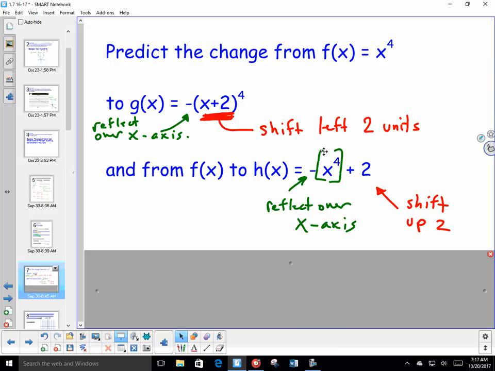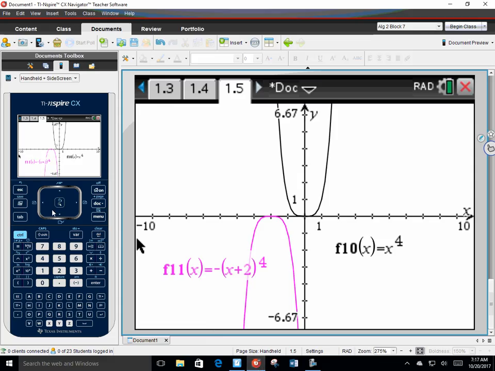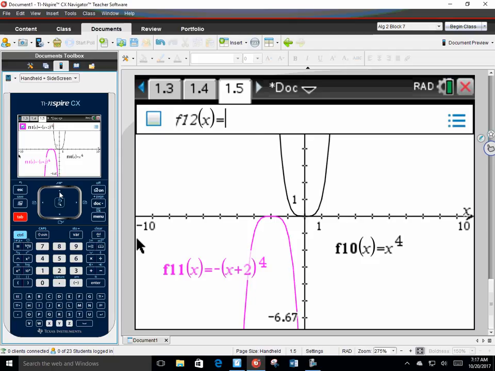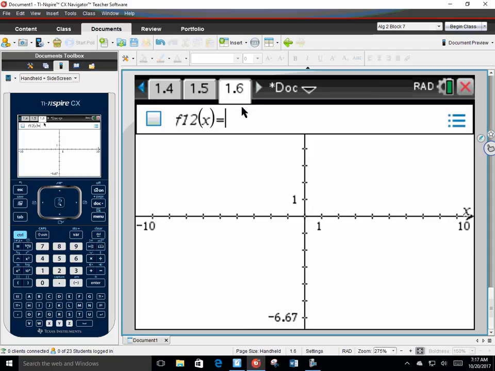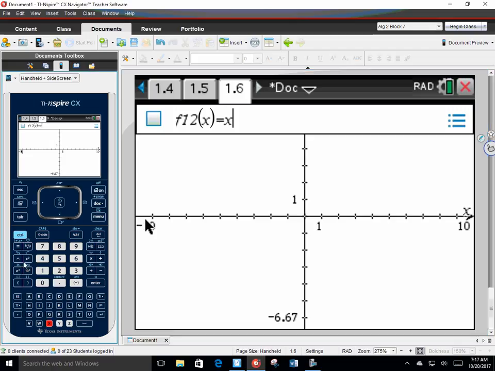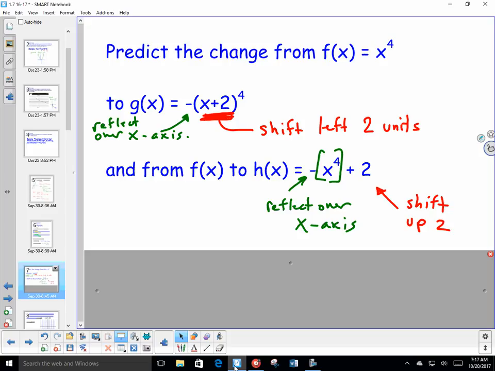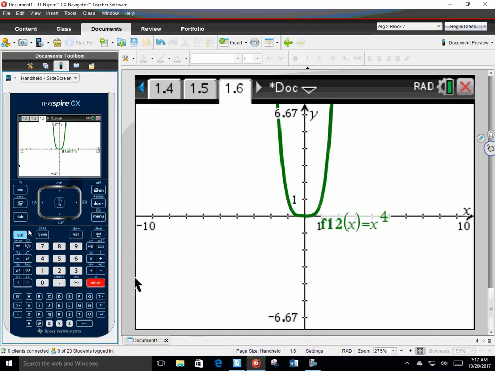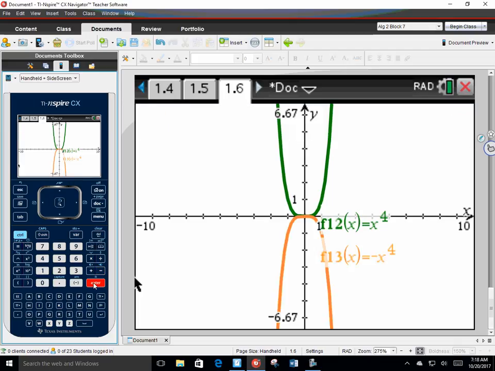All right, let's check this on our calculators. Let's see, we want the opposite of x to the fourth. I'm going to get rid of this last example. Actually, let me just add a new page so we keep a record of what we're doing. We want x raised to the fourth as our parent function. There it is. And we want negative x to the fourth. So I'm going to tab, I want negative, and then x raised to the fourth. That's that reflection over the x-axis.